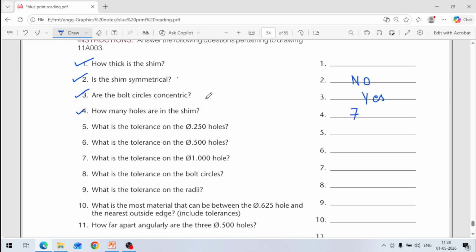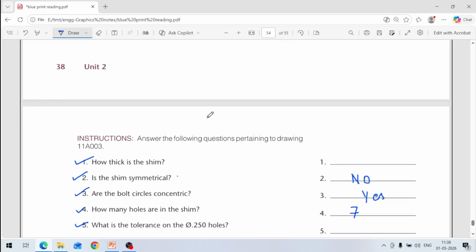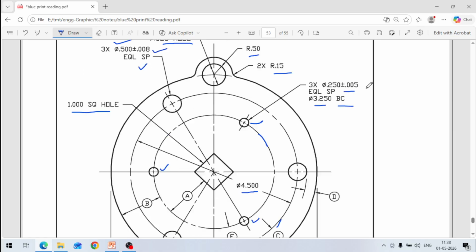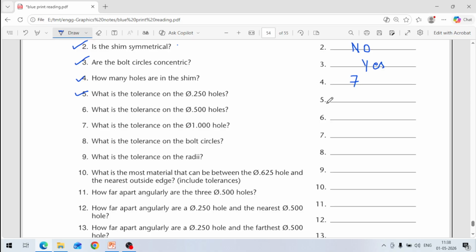Answer is 7. Next is, what is the tolerance on dia 0.250 hole? Number 5. This is the 0.250 hole, and this is the tolerance, plus minus 0.005 inch. So this is the answer for question number 5. So this is the tolerance.